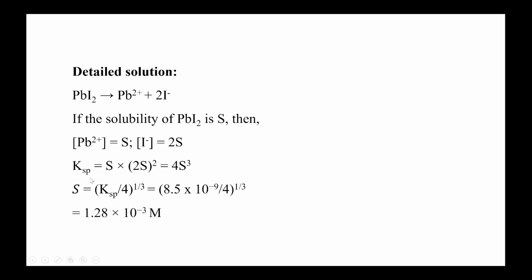So the solubility product will be the concentration of Pb2+ multiplied by the concentration of I- raised to the power of 2, because we have 2 ions of I-. So this will be S into (2S) whole square. This will be 4S cube. And you have to solve for S cube. So divide Ksp, that is the solubility product, by 4 and take the cube root of the whole thing. And you will get the answer as 1.28 into 10 to the power of minus 3 molar.